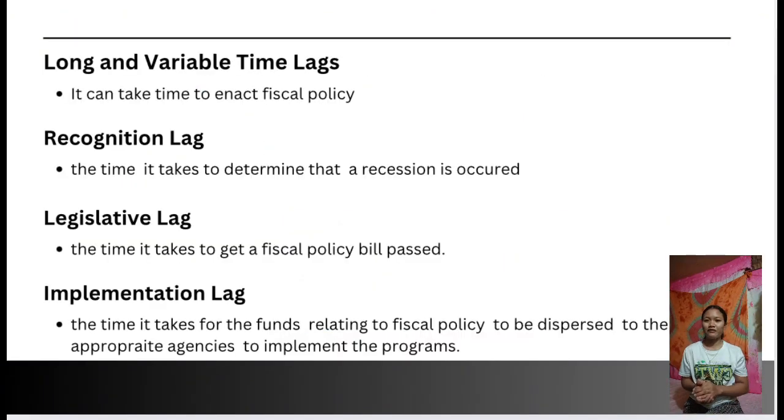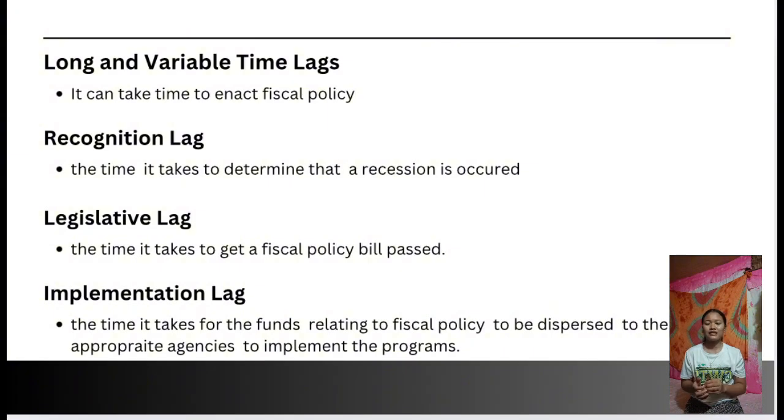Next is long and variable time lags. Fiscal policy doesn't take effect immediately because of three lags, which are recognition, legislative, and implementation lags. When we say recognition lag, it is the time it takes for the government and economists to realize that a recession is already happening. One example in the Philippines: economic data is often released with a delay, so it might take months to confirm that GDP has dropped significantly.